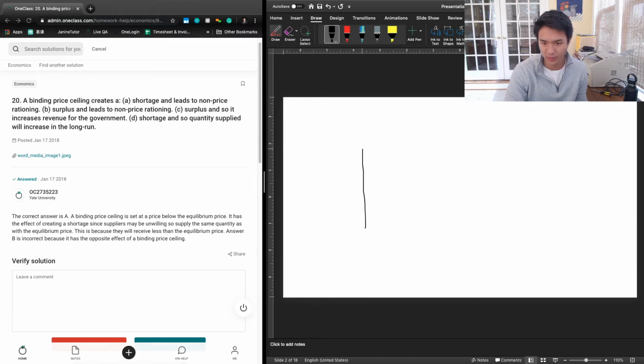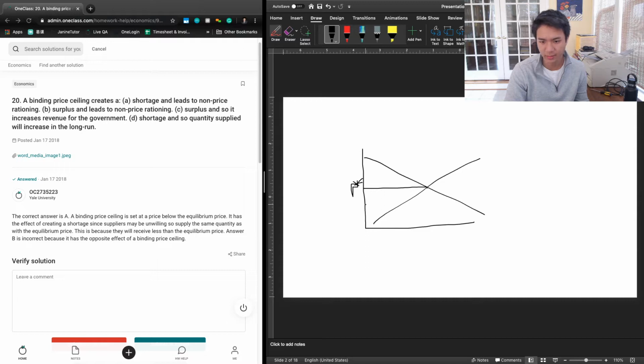So first thing we're doing here is we're drawing our graph. We have demand, we have supply, and we have our binding price ceiling. A price ceiling is a price set by the government in which they say that the price can be no higher than this level. And binding means that it is a price ceiling that actually does something, which means it has to be set below the equilibrium price, right? So we see here that this is the equilibrium price, P star.